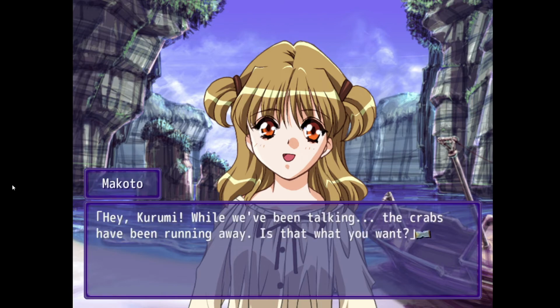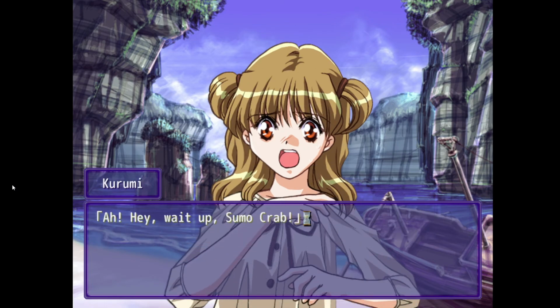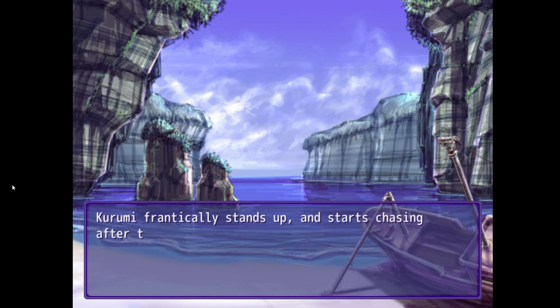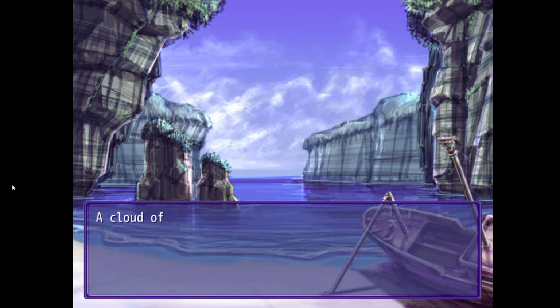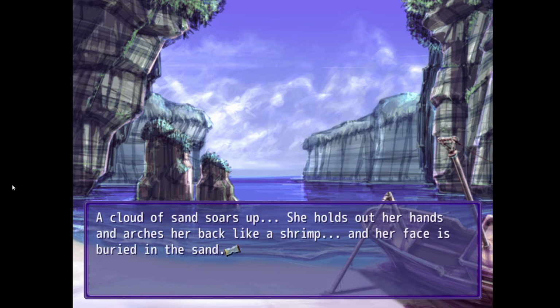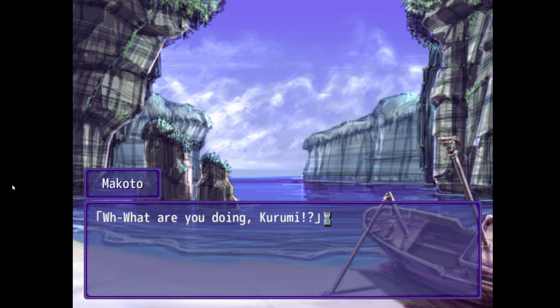Hey Kirumi, while we were talking, crabs have been running away. Is that what you want? Wait up, Sumo Crab. Kirumi frantically stands up and starts chasing after the crabs. But 1 second later, Kirumi trips and falls straight into the ground. A cloud of sand soars up. She holds out her hands and arches her back like a shrimp, and her face is buried in the sand. What are you doing, Kirumi?